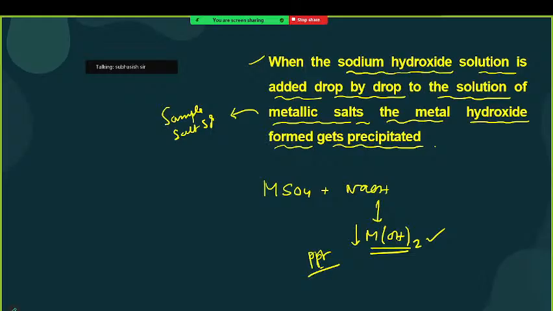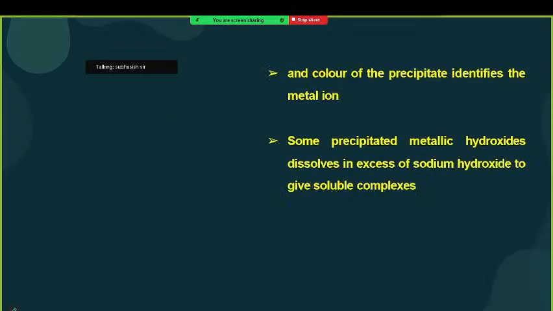Okay, so when some amount of sodium hydroxide solution is added drop by drop to the solution of a metallic salt, that is actually given to you in order to determine the cationic part of the salt, the metal hydroxide gets precipitated. Now from the color of this metal hydroxide precipitate, you can confirm the presence of a particular metal ion. How is this possible? Now take some example. The color of the precipitate identifies the metal ion.